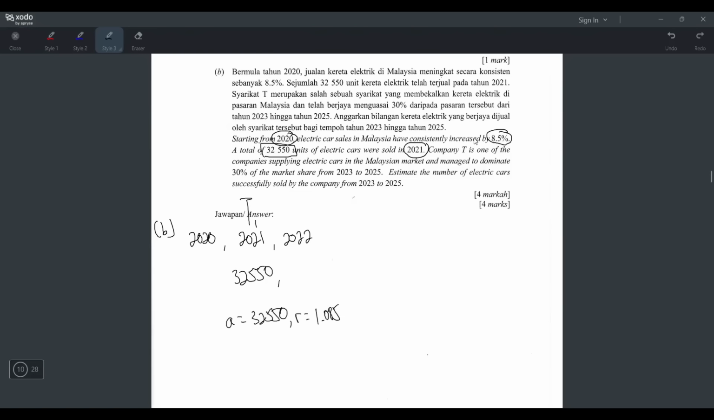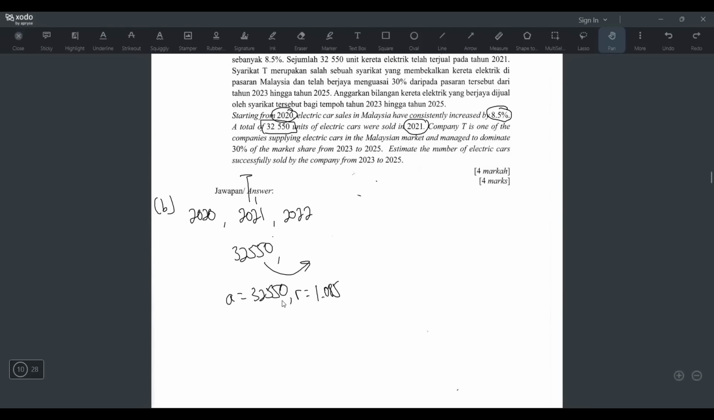Let me tell you why. Because it's consistently increased by 8.5%. That means to get the next year, you have to take 32550 times 8.5%, and then the answer has to be added to the original value. Which means you are actually taking this times 108.5%. Because you times 8.5% and then plus the original 100% value. So why not straight away multiply by 108.5%, which is 1.085. Understand? So that's why I can straight away write like that.